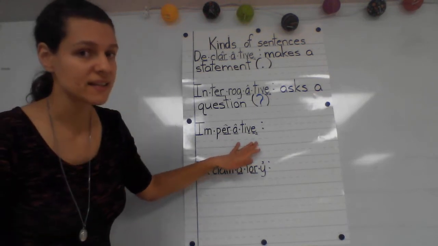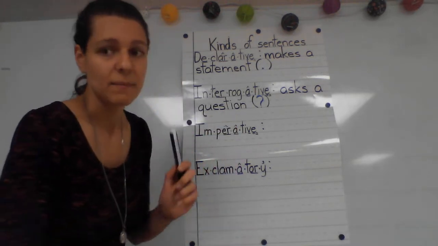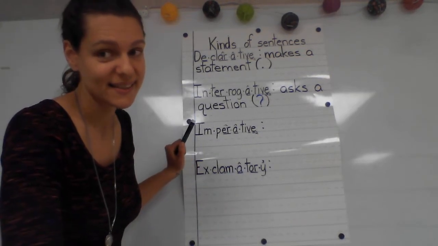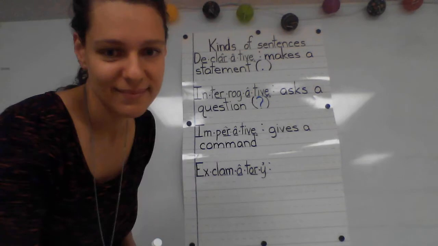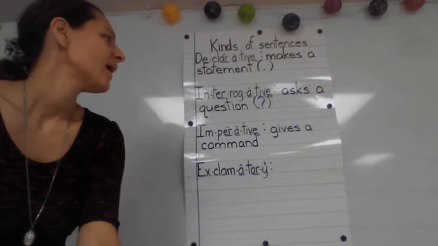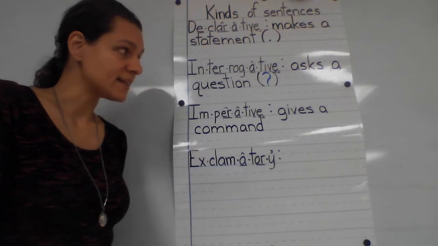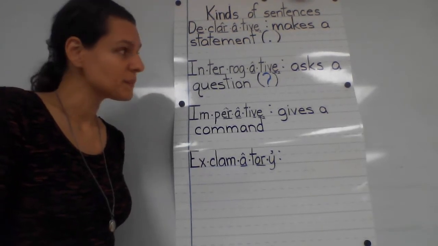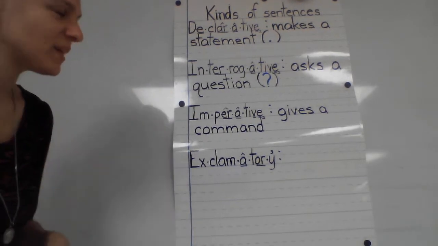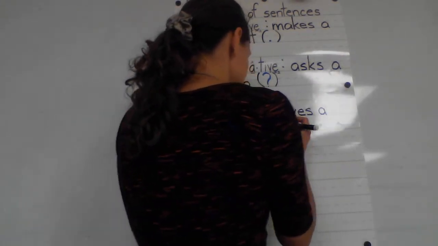Class, what does an imperative sentence do? Good, it gives a command. That means you're telling someone to do something in an imperative sentence. All right, who remembers what kind of end mark we use for an imperative sentence? All right, if you said period, you are correct. We use a period at the end of an imperative sentence.